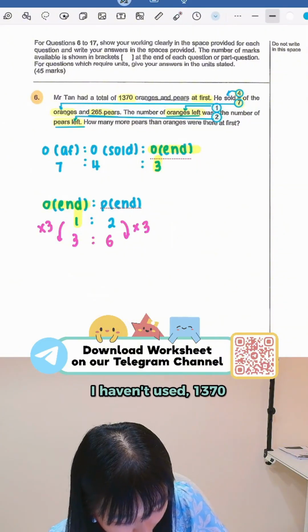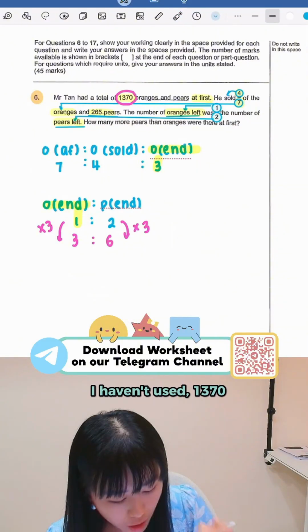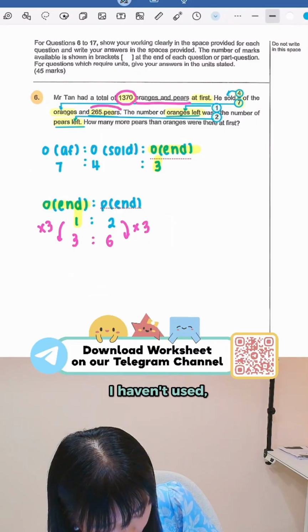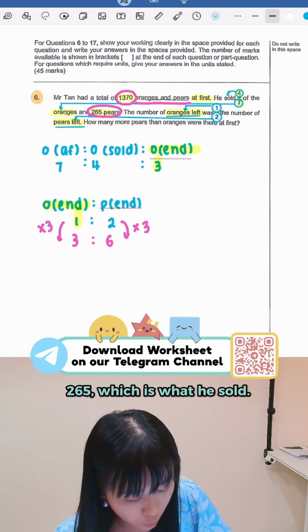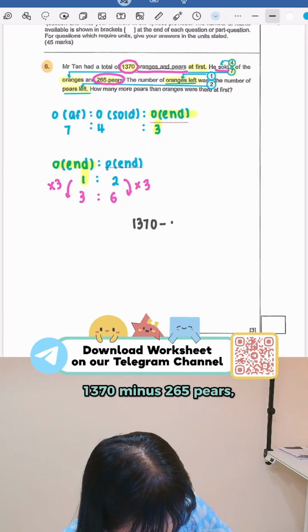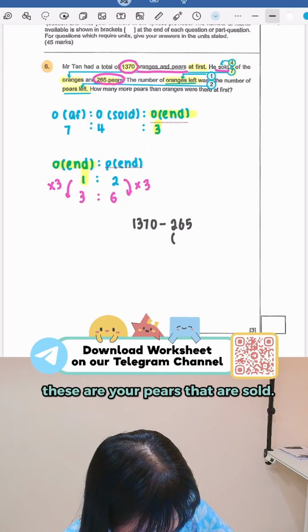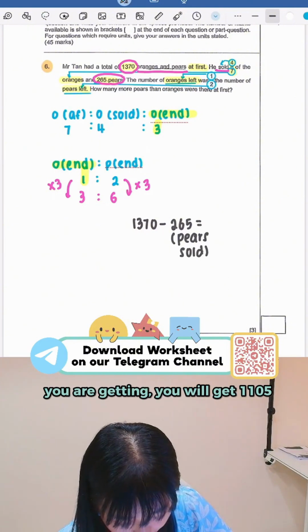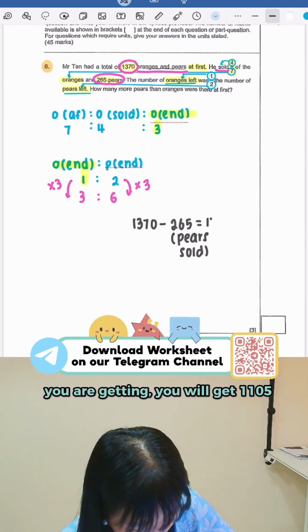I have a number here I haven't used, 1370, the total oranges and pears. I also have another number here I haven't used, 265, which is what he sold. 1370, you minus the 265 pears. These are your pears that are sold. Now, when you minus, you will get 1105.